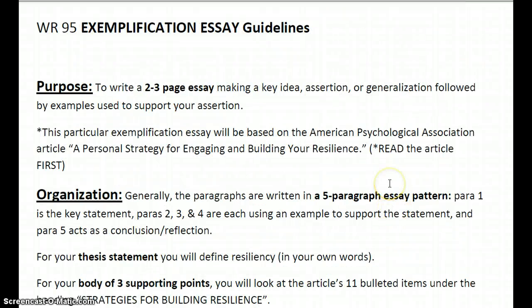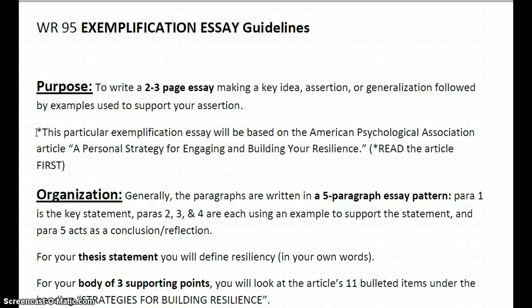I've also posted as a handout this document, Writing 95 Exemplification Essay Guidelines. So this is essential for you to look at before you begin any other writing. The purpose of the exemplification essay is to write a 2 to 3 page essay making a key idea, assertion, or generalization, followed by examples used to support your assertion.